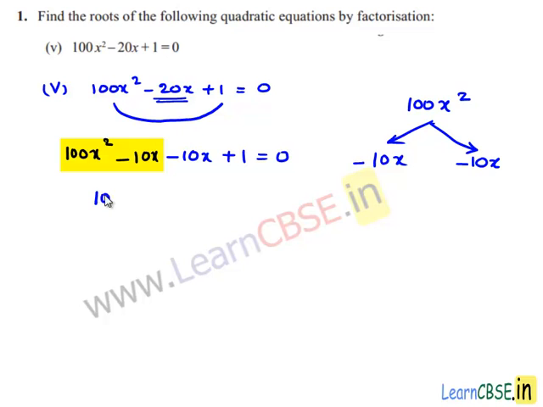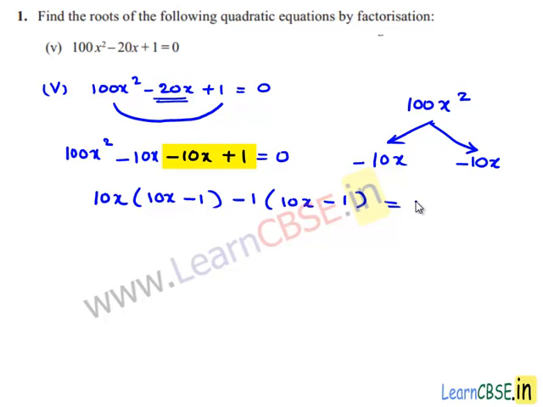So 10x can be taken as common from the first and second terms. We get 10x minus 1, and minus 1 can be taken as common from the third and fourth terms. We get 10x minus 1. This is equal to 0. 10x minus 1 can be taken as common and the remaining terms will be 10x minus 1. This is equal to 0.